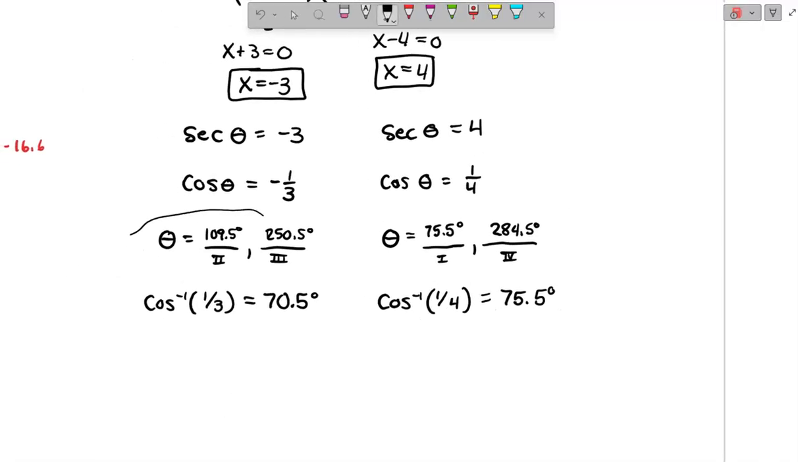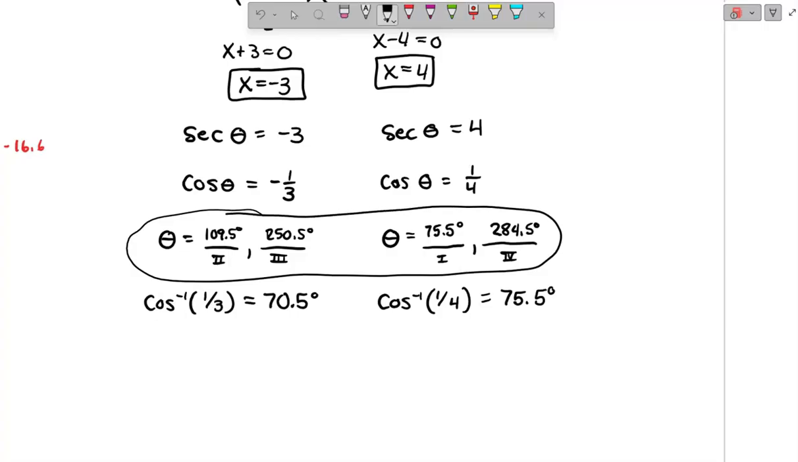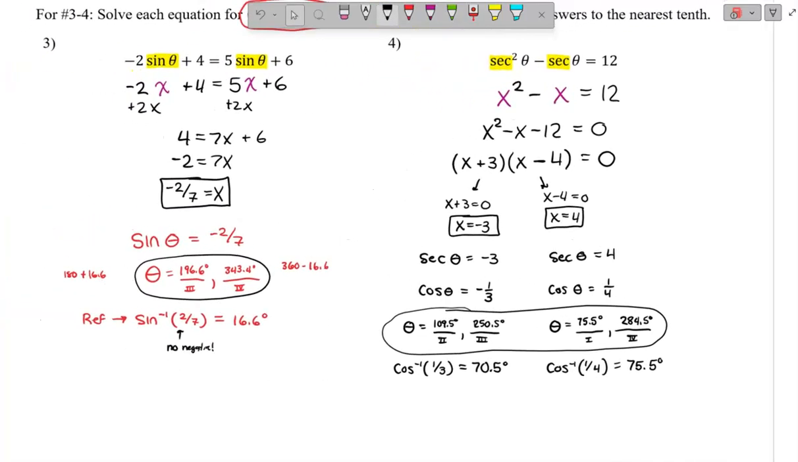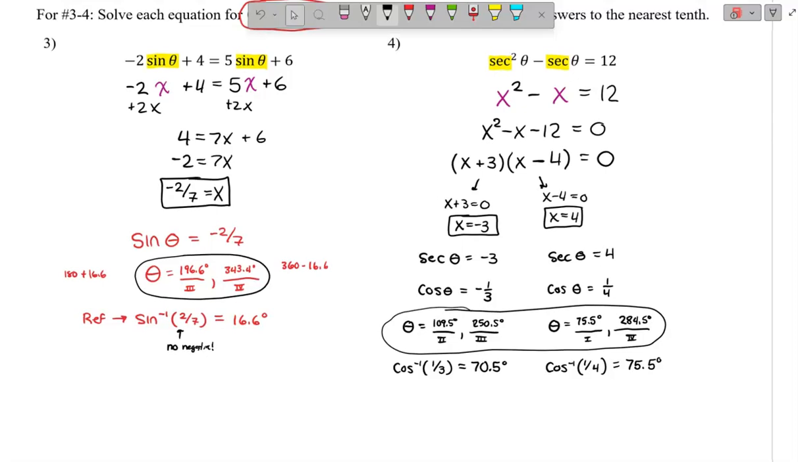So what you will actually see for this problem 4 is that there are actually 4 different answers for the problem. And that will conclude this review of the Unit 7 exit ticket.